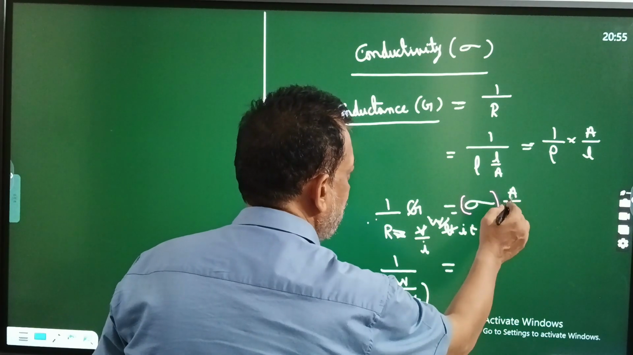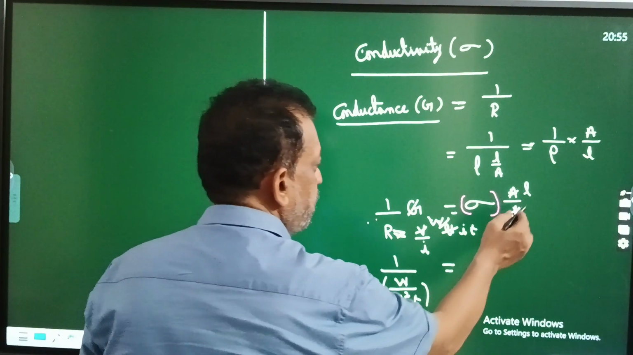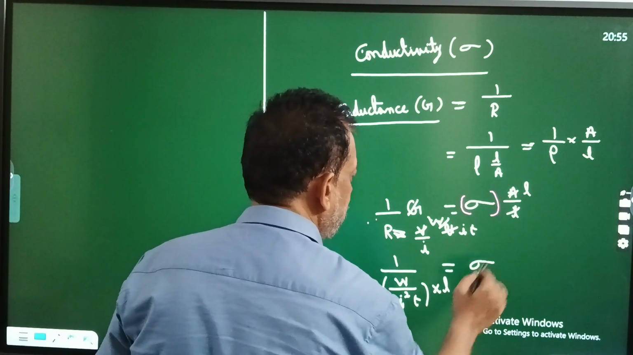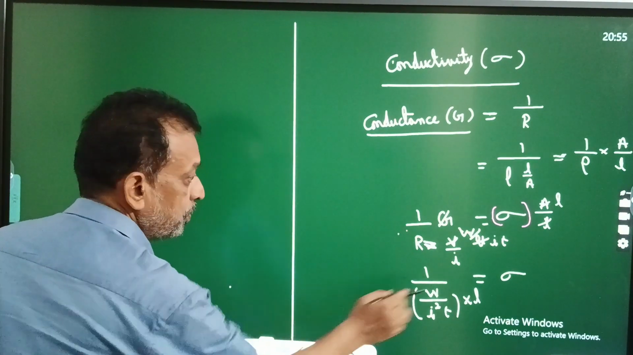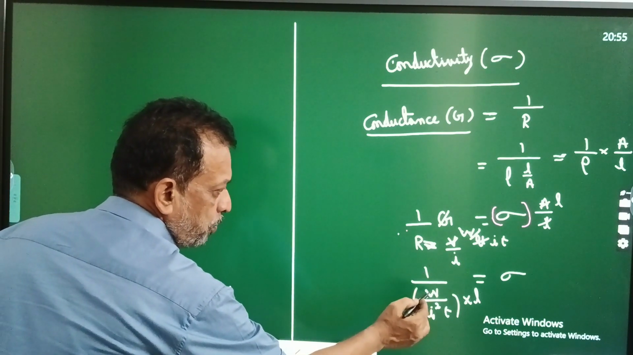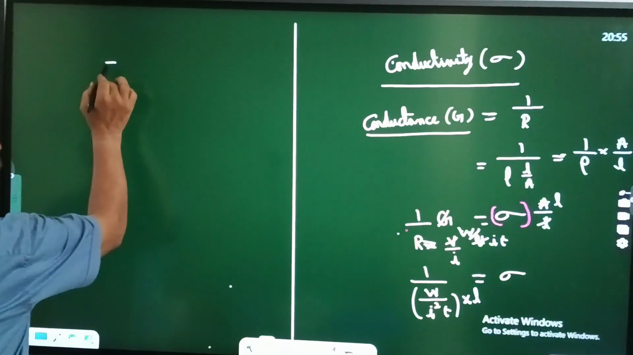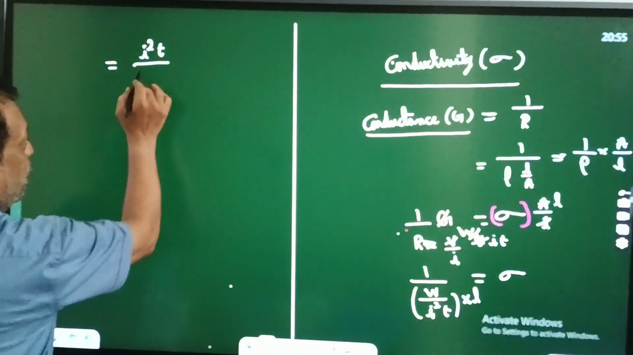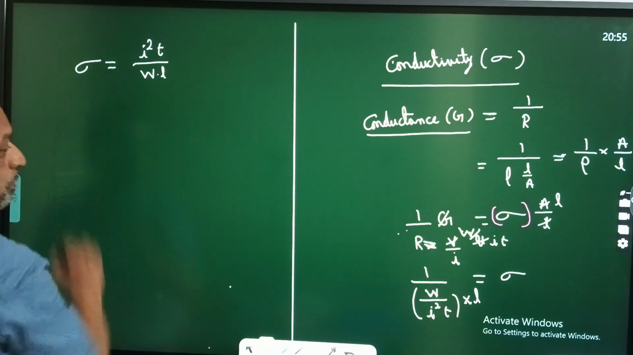That is equal to A by L. I will cancel one L. If I bring this to here, this becomes L here. This is sigma. Now the numerator is one, the denominator is W into L by I square T. I square T goes to the numerator. Then that is equal to I square T divided by W into L. That is called sigma.